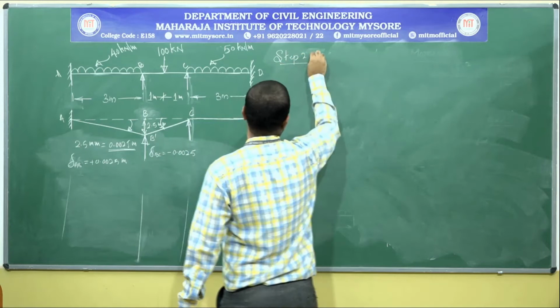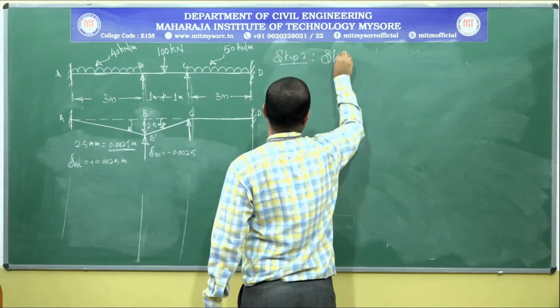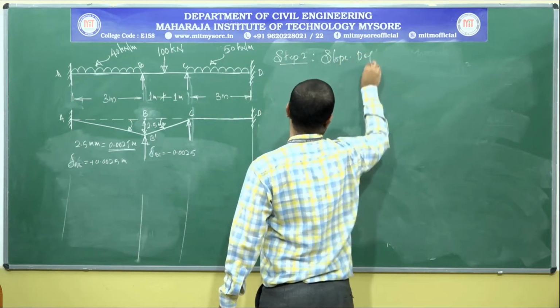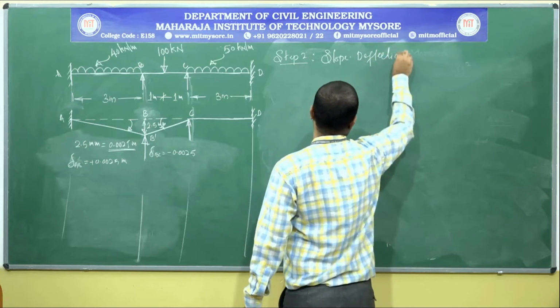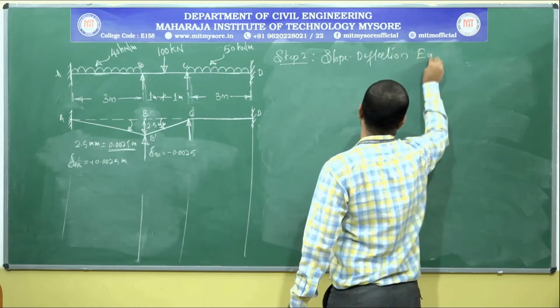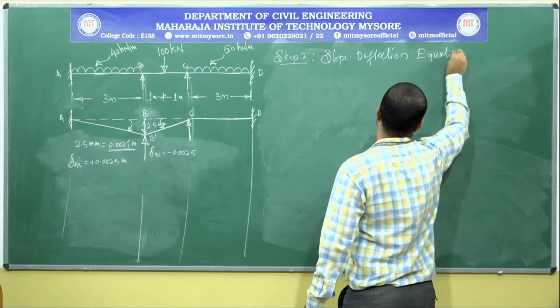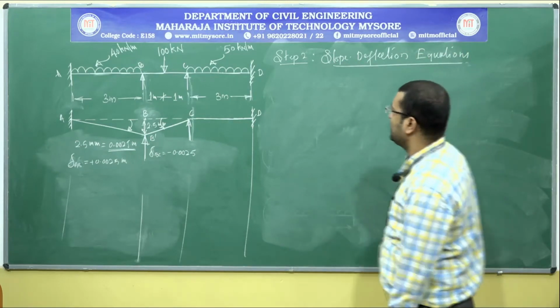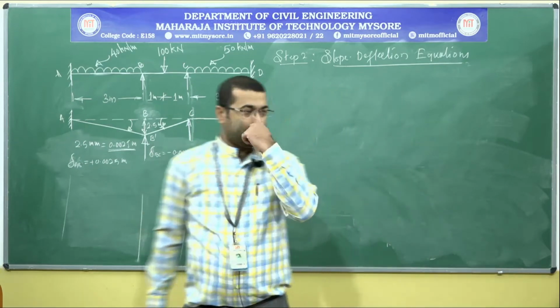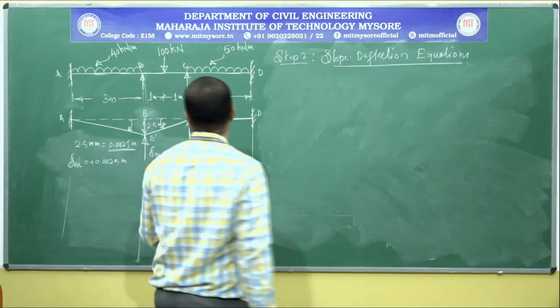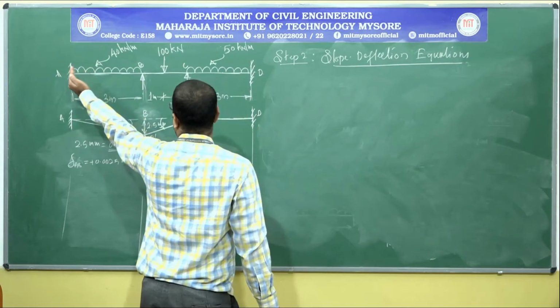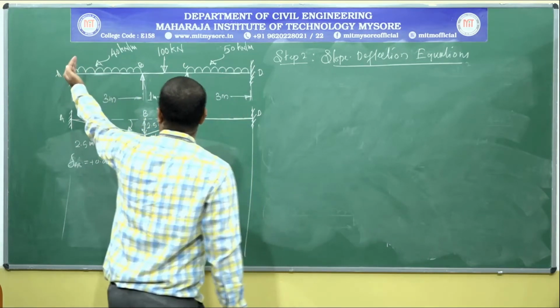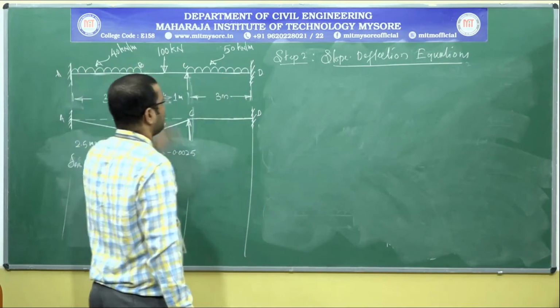Step 2, that is slope deflection equations. Now, let me write the slope deflection equation for the first span. That is, we have to write the equation for finding end moment at A and end moment at B.